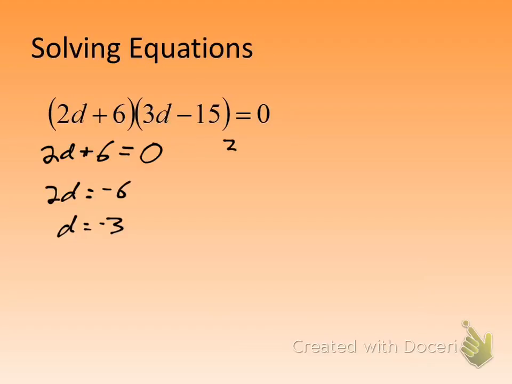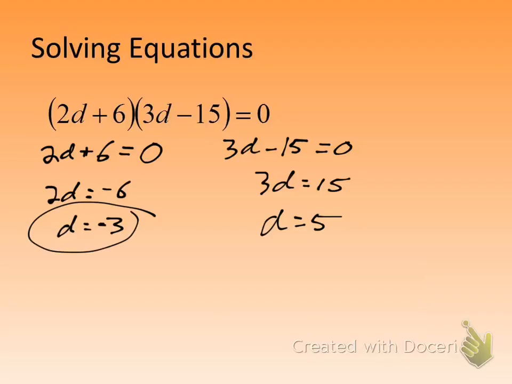Do the same thing to the right. 3d minus 15. Add 15. Divide by 3. 5 is what makes the right-hand one be 0. You have 2 answers. 2 possible numbers that make you have a true statement. That's all you care about. It's not the fact that you always just want one number. It's how many numbers give you a true statement.